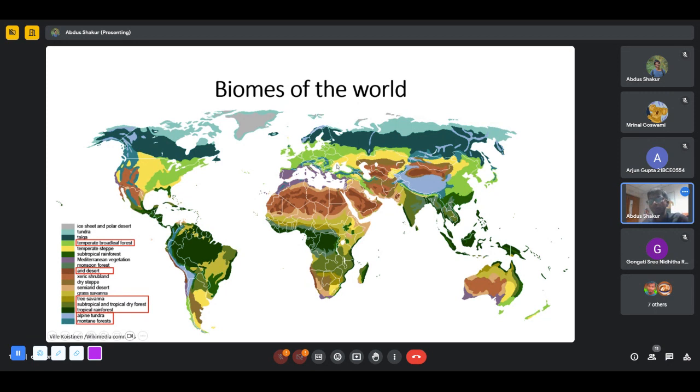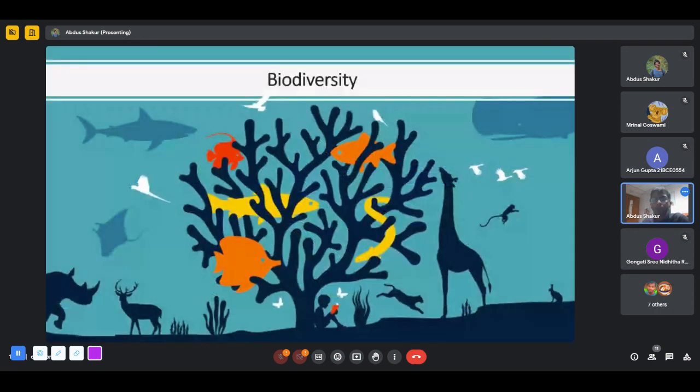And there are species that are unique to these different biomes. Okay, so what do you think of this word biodiversity? When you hear this word biodiversity, what do you think it represents, or what do you think it says?